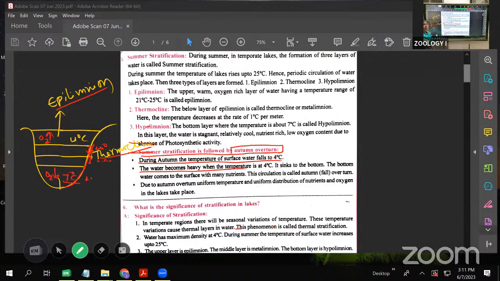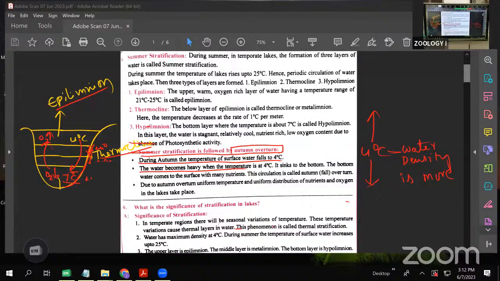Why heavy? Water at 4 degrees centigrade has the most density. Above 4 degrees centigrade, the density is less, and below 4 degrees centigrade, it is also less. Only at this temperature is the water density highest. When the water is at 4 degrees centigrade, what will happen? Its weight is more, so automatically this water comes down and the other water comes up.